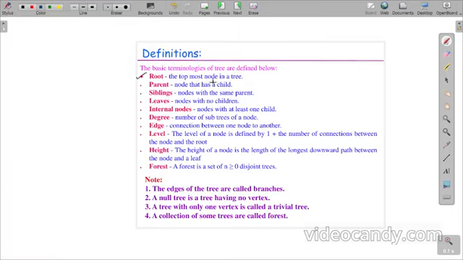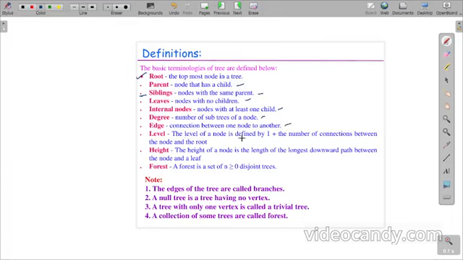Next definition: root. The topmost node in a tree. Parent: node that has a child. Sibling: nodes with the same parent. Leaves: nodes with no children. Internal nodes: nodes with at least one child. Degree: number of subtrees of a node. Edge: connection from one node to another.